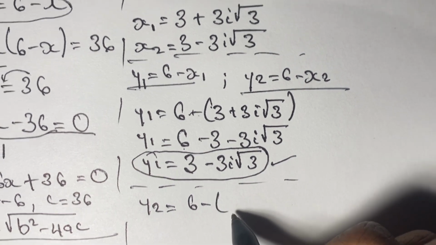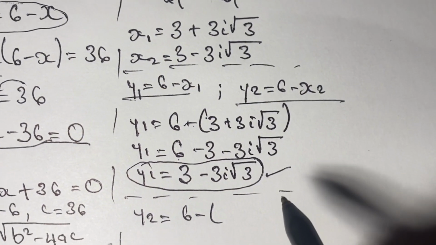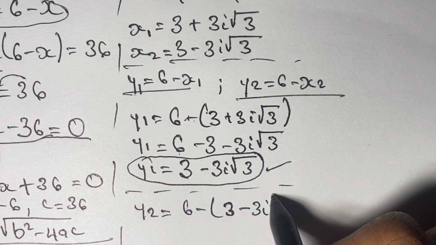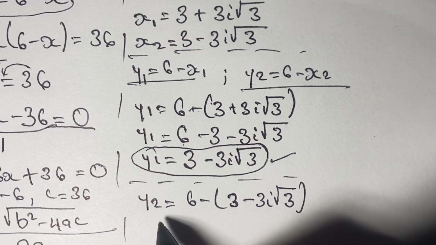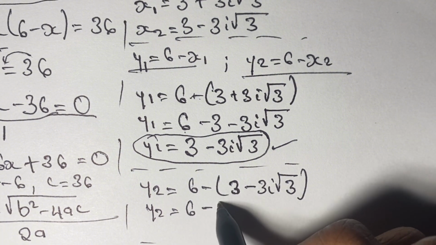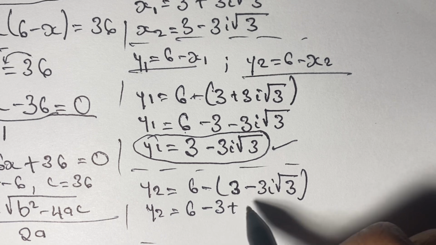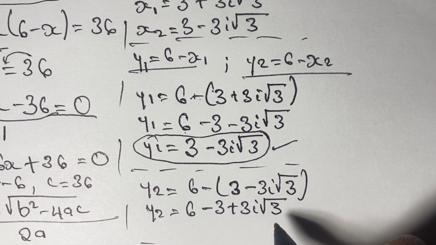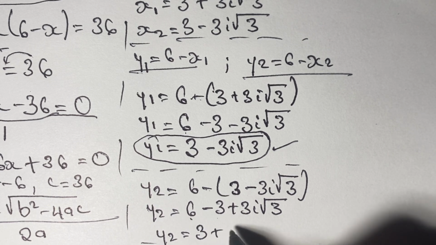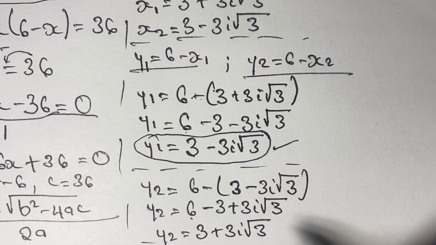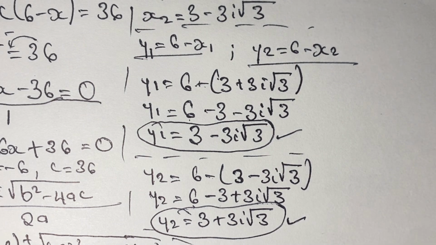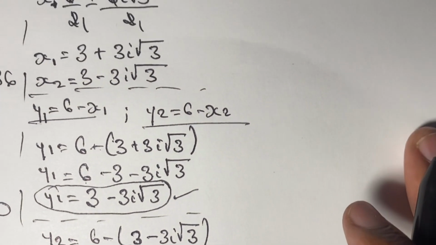So we have the second solution for y being 6 minus the second solution of x, which is 3 minus 3 times i times the square root of 3. So then that means that y is equal to 6 minus negative 3, as negative 1 times 3 is going to be negative 3, and a negative times a negative will give us a positive. So we have positive 3 times i times the square root of 3. So then our second solution for y is that y is equal to 3 plus 3 times i times the square root of 3. So this is the second solution of y. So now we have a pair of solutions for x and a pair of solutions for y.